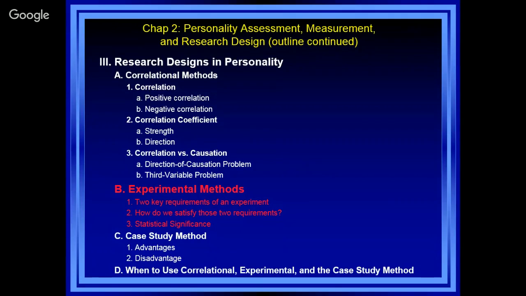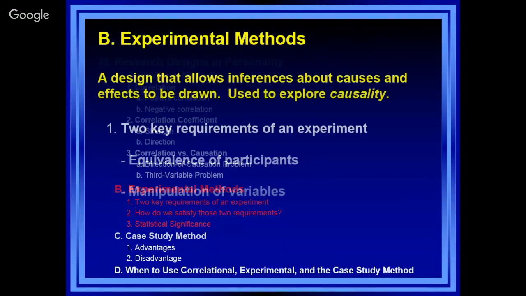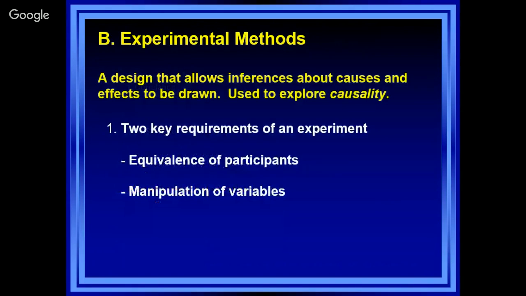So experimental methods, capital B on your outline, that's a design that allows inferences about causes and effects to be drawn. These are methods used to explore causality, and I would underline causality. That's really important to remember. If I want to say one variable causes another, I have to do an experiment. I have to look at experimental methods. I cannot rely on correlational data. It doesn't matter how strong the correlation is, it doesn't suggest that one causes the other. To look at causality, I have to do an experiment.